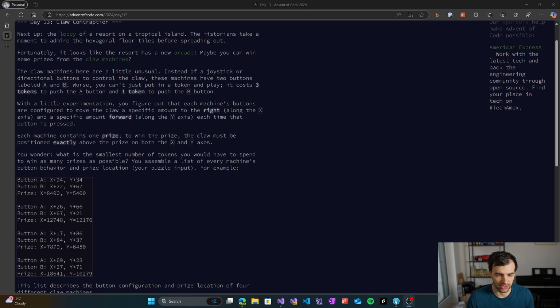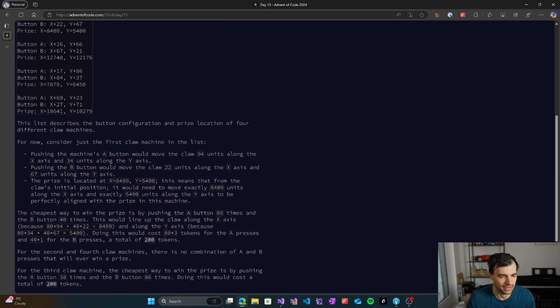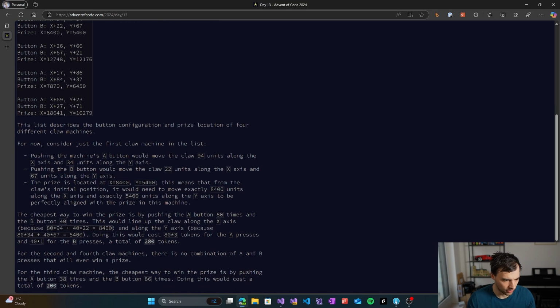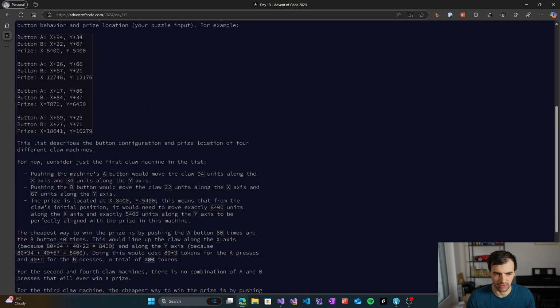Now the prize is located at some specific coordinates, like here, and we have to move the claw exactly above the prize so that we can win it. Each of the buttons moves the claw in some way, so we need to find a way to combine the button presses so that we end up above the prize. In many cases, it will not even be possible. In this sample input, it's possible in the first and the fourth, I think, but in the other claw machines, you can never win.